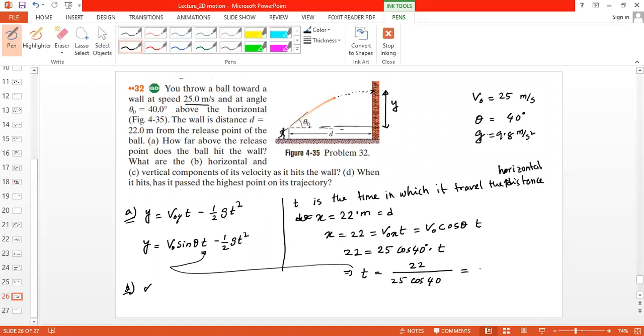So vx is basically v naught x, that is equal to v naught cosine of theta. You know v naught, you know theta, so you can solve easily. And then for part C, they are asking us to find out vy. vy equal to v naught y minus gt. That is equal to v naught sine theta minus gt.